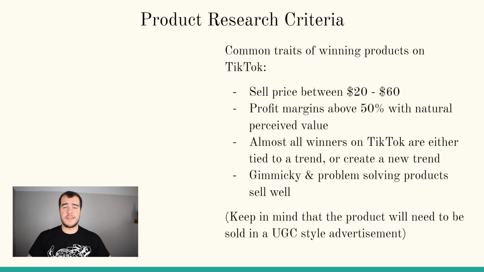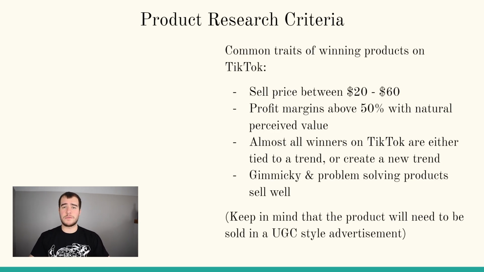So the number 1 thing is the selling price. Usually when we're finding winning products on TikTok, they're selling between $20 and $60, and that's the sell price. That's not what it's costing you, that's what you're selling it for on your store. Now, to match that, we also want a profit margin of above 50%, which essentially means if you're selling it for $20, you need to be able to buy the product for $10 or less in order to meet that 50% margin. If you're selling it for $60, you have to be able to buy that product and ship it to your customer for under $30. So just basic math here.